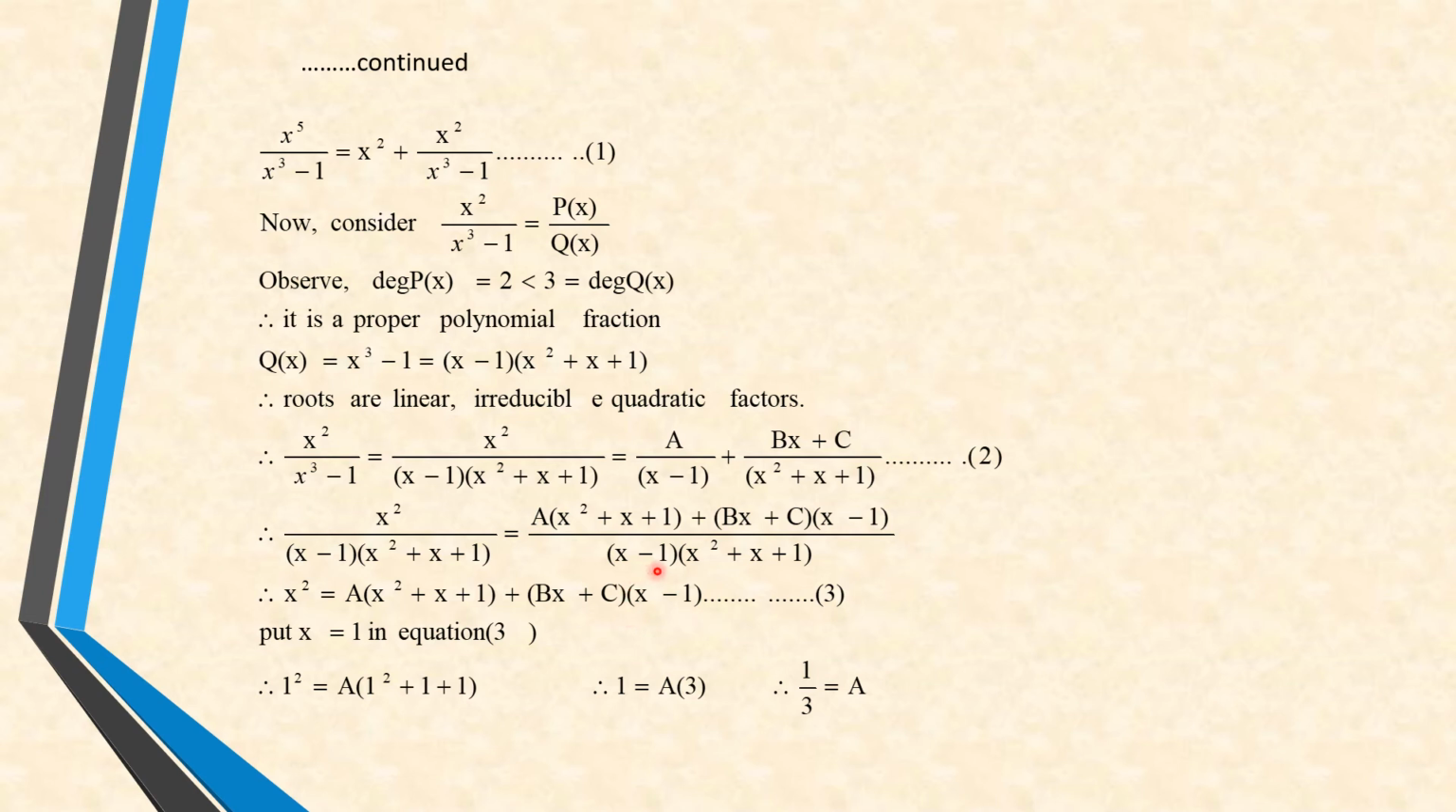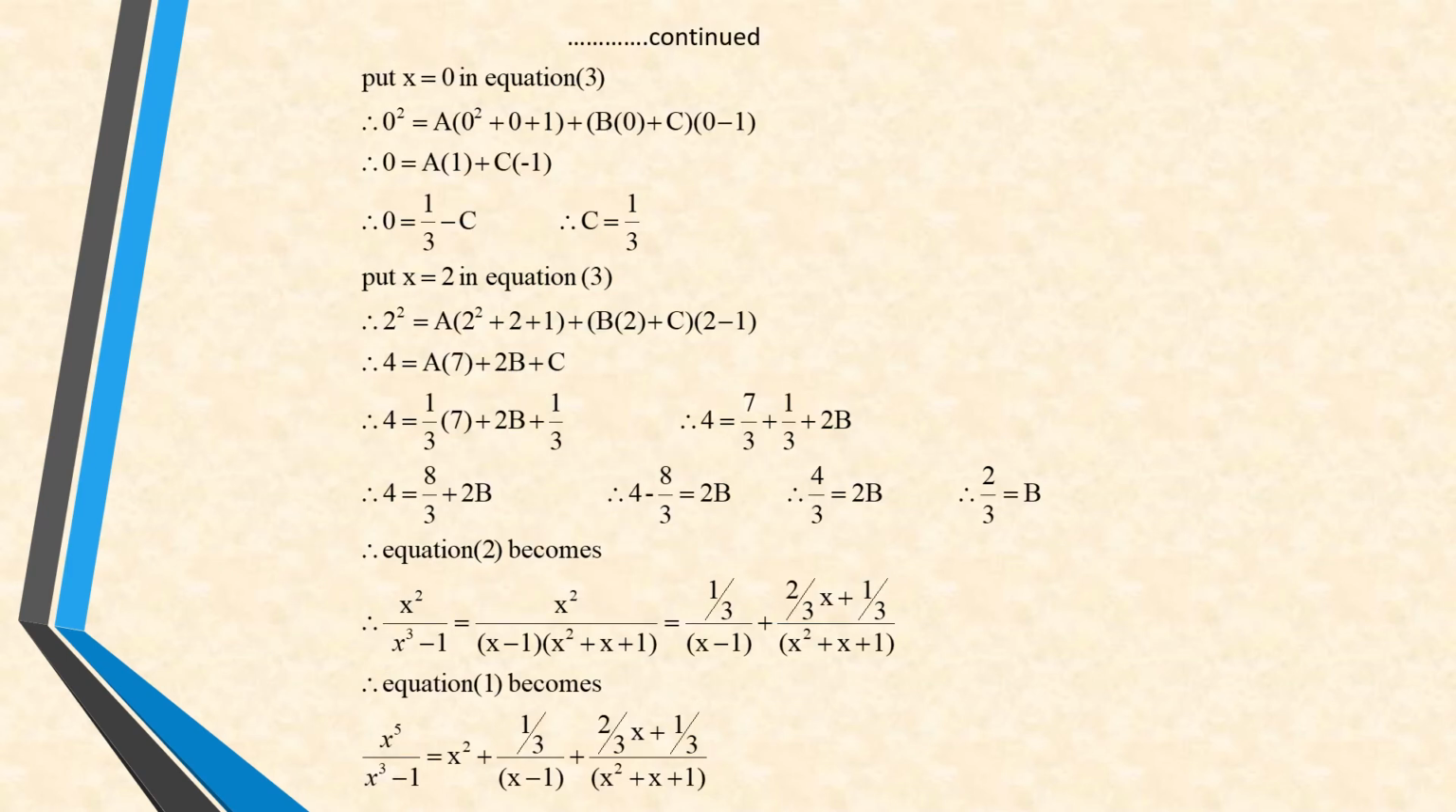Now one of the factors is linear, that is x minus 1. So equate x minus 1 to 0, we get the value of x as 1. So put x equal to 1 in equation 3, we get 1 squared equal to A into (1 squared plus 1 plus 1). Now here 1 minus 1 will become 0, so this entire term will be 0. So we will get the value of A as 1 by 3. We have found out the value of A.